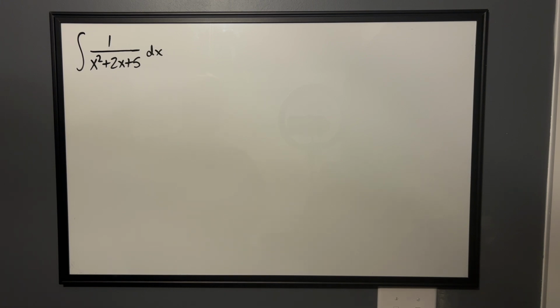Alright, so here's the first integral. Hopefully you made good progress on this, maybe even the answer. We're going to go ahead and work on the solution right now. So we have the integral of 1 over x squared plus 2x plus 5.